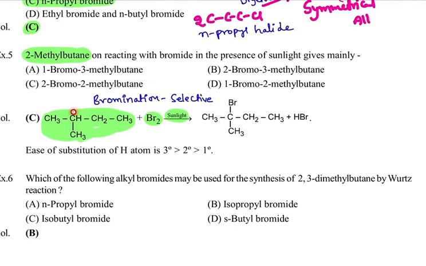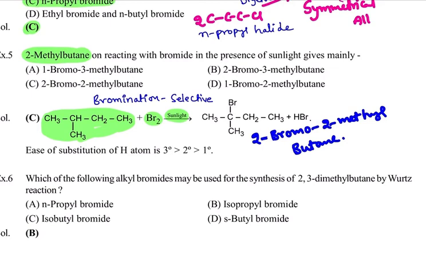When hydrogen is replaced by bromine and hydrogen goes out, we get a tertiary radical. That tertiary radical combines with the bromine radical like that. So 2-methyl butane on reacting with bromine in the presence of sunlight gives 2-bromo-2-methyl butane.